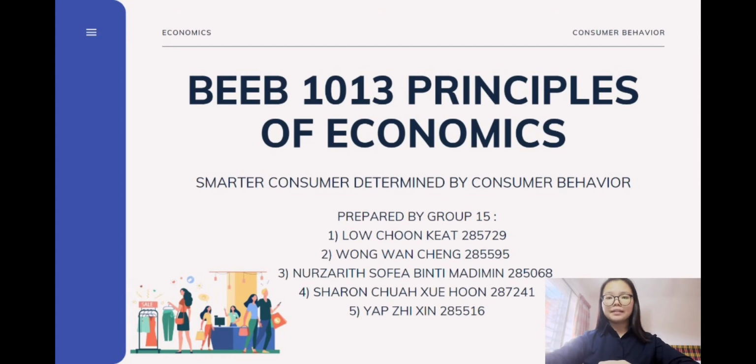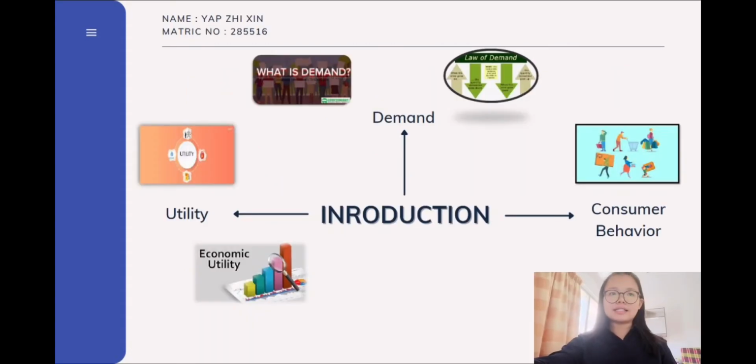Our assignment title is Smarter Consumer Determined by Consumer Behavior. In this assignment topic, we will learn the theory of demand, utility, and consumer behavior in detail. And we will note that demand is an economic principle that refers to the amount of some goods and services that buyers have the desire and ability to purchase at various price levels over a period of time.